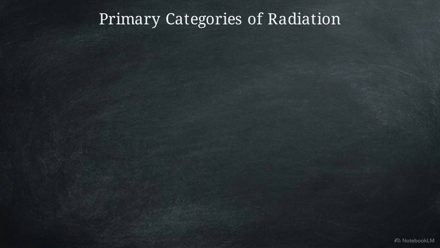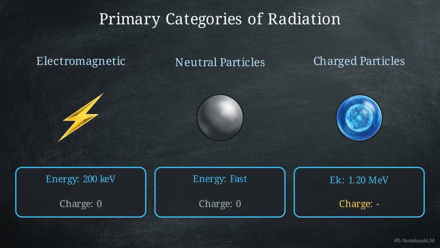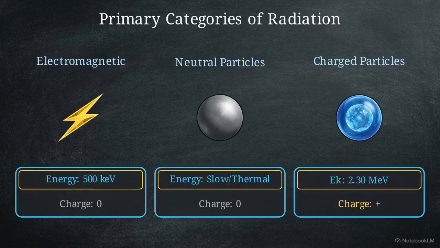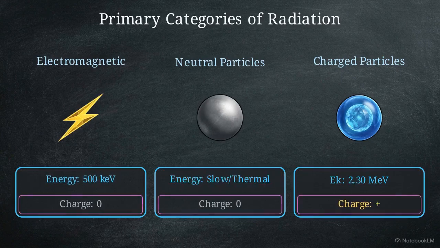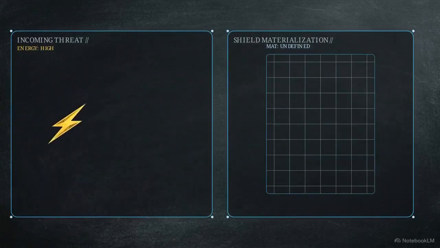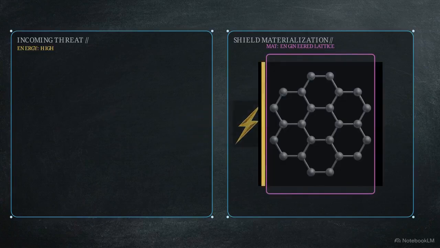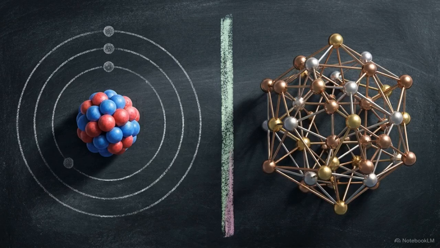Radiation comes in distinct forms: electromagnetic rays, neutral particles, and charged particles. Each type interacts with matter in entirely different ways, depending on its specific energy level and electrical charge. You cannot rely on a universal slab of steel to protect you from all sources. A shield must be precisely engineered for the specific subatomic car crash it is trying to intercept. Effective shielding requires matching the exact physics of the incoming threat to the atomic structure of the barrier.